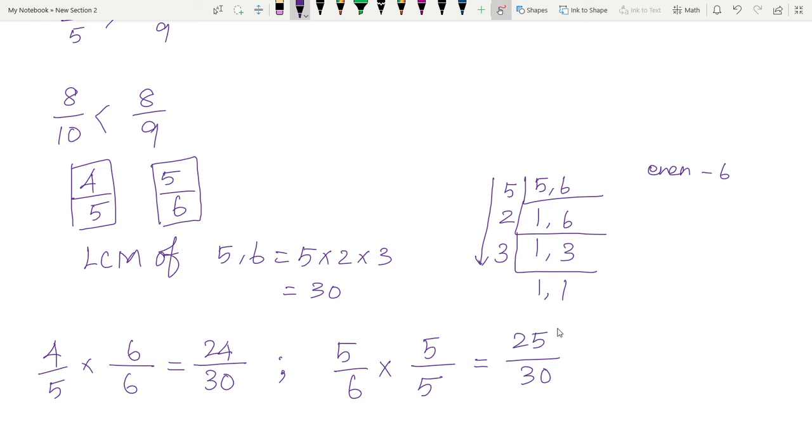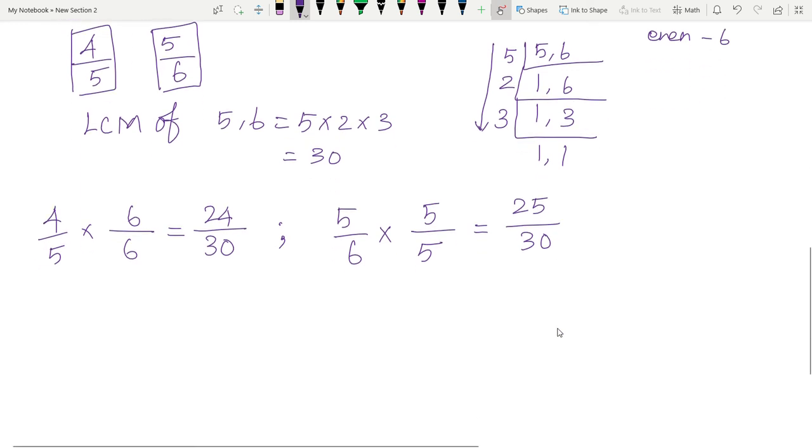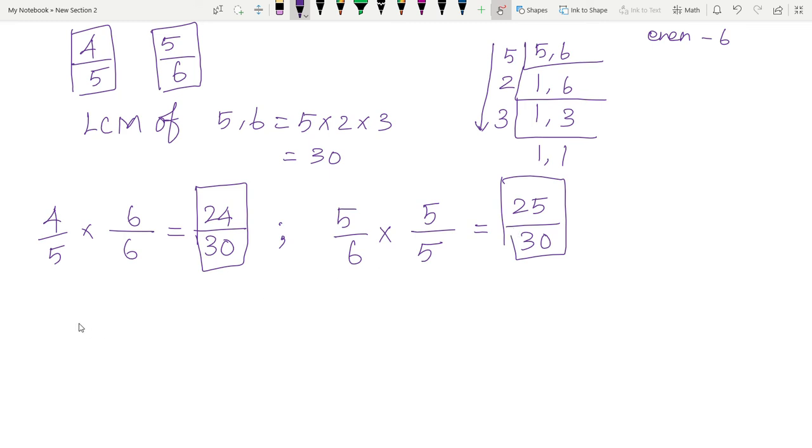Okay. Here we got a new set of fractions. Which are the new fractions? 24 by 30 and 25 by 30. Okay, shall we write the new fractions? 24 by 30 and 25 by 30, isn't it? Now we can compare.